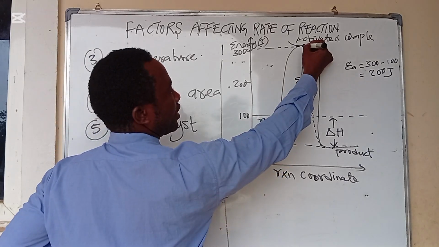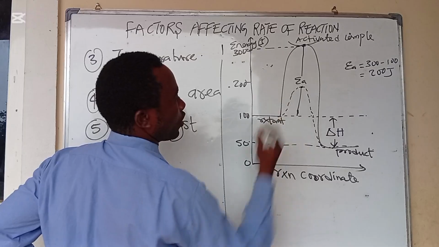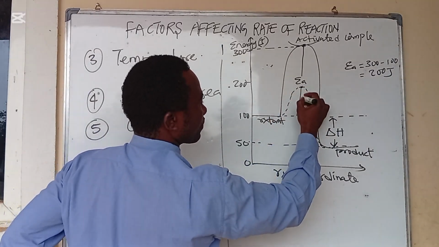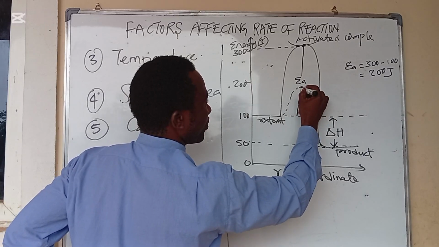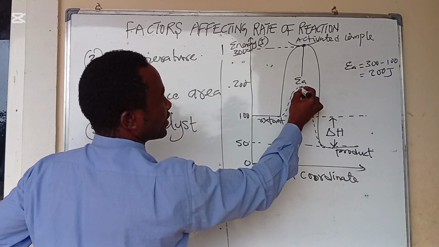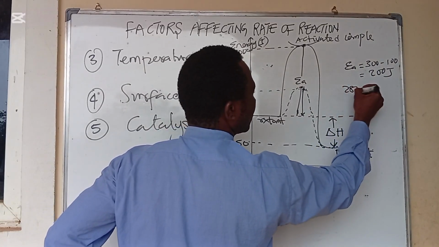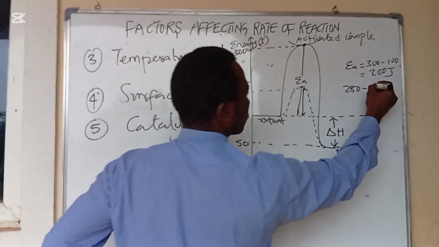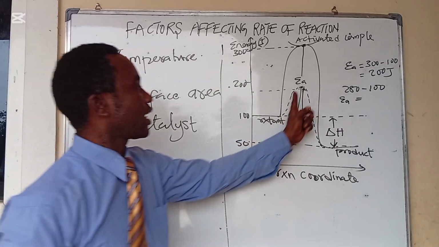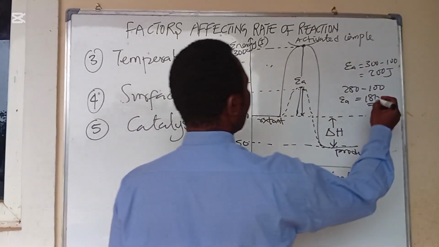Can you see for this one, this is the activated complex. But for the catalyzed reaction, this is the activated complex. So what is the activation energy here? You can see that we will be having something from here to here. If we trace this to this place, we might be having something like 280 minus what we have here, 100. So the activation energy for the catalyzed reaction now will be around 180 joules.